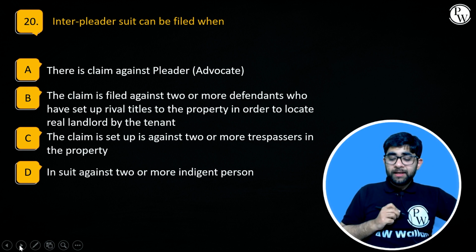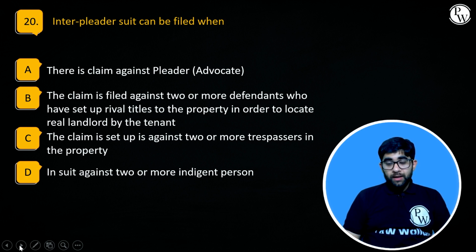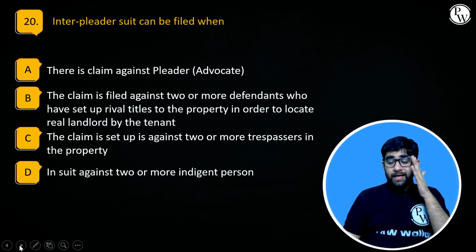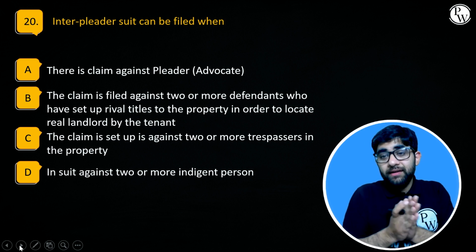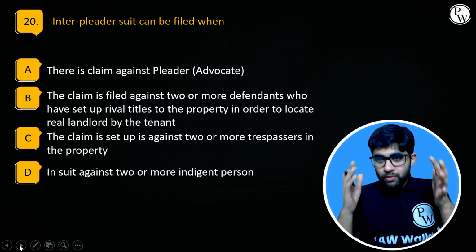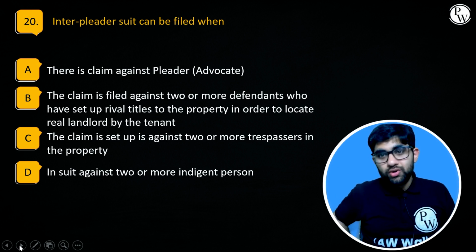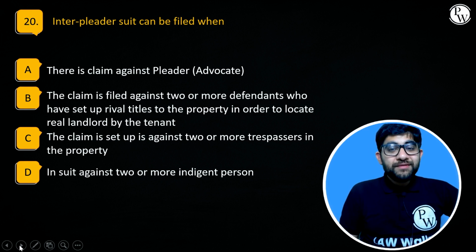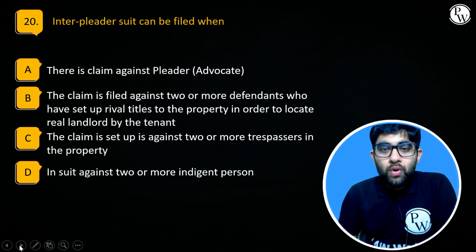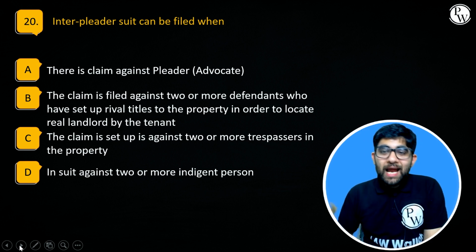Next, an interpleader suit can be filed when there is a claim against a pleader, not an advocate. When we read the word interpleader, it automatically comes to our mind that a pleader means an advocate who is pleading. So this is not the case here. The claim is filed against two or more defendants who have set up rival titles to the property in order to locate the real landlord of the tenant.